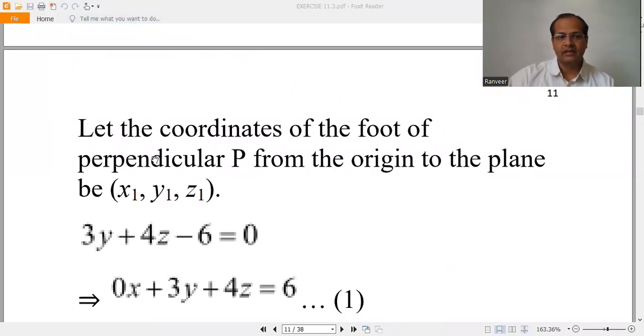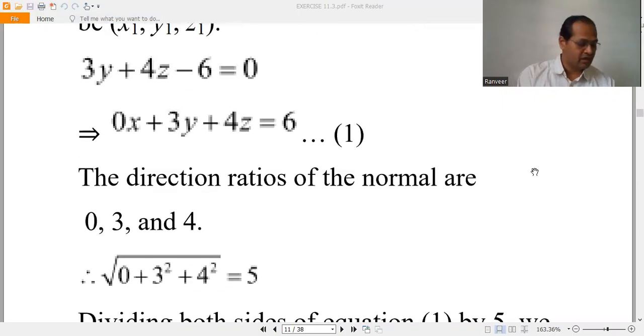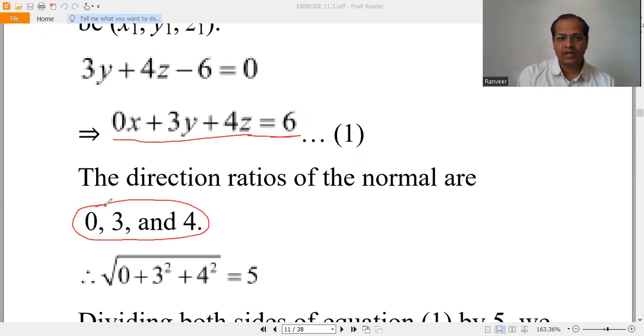For the second equation, 3y plus 4z minus 6. So the x value is 0 here. So 0x plus 3y plus 4z equal to 6. So the direction ratio of the normal is 0, 3 and 4. So we just take the square root value, this is coming 5.